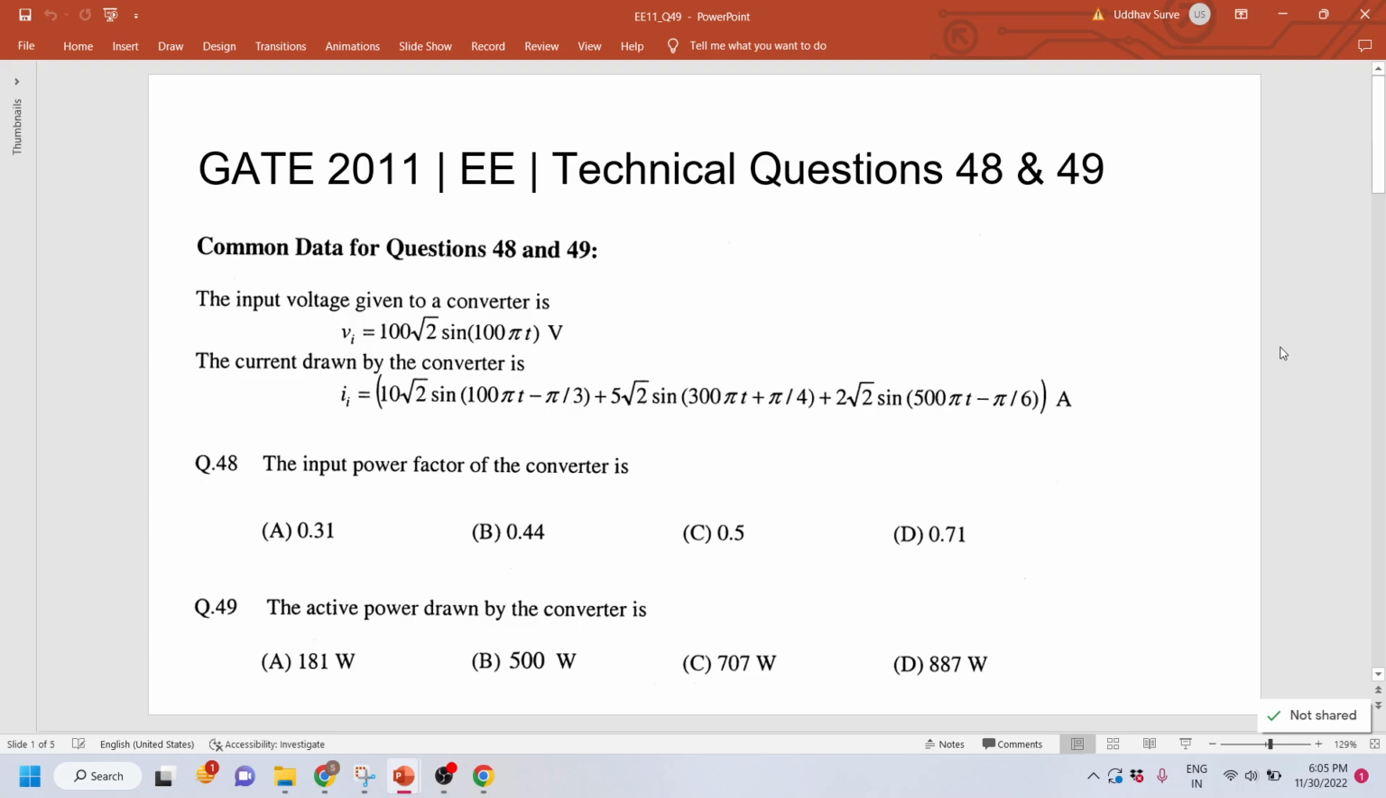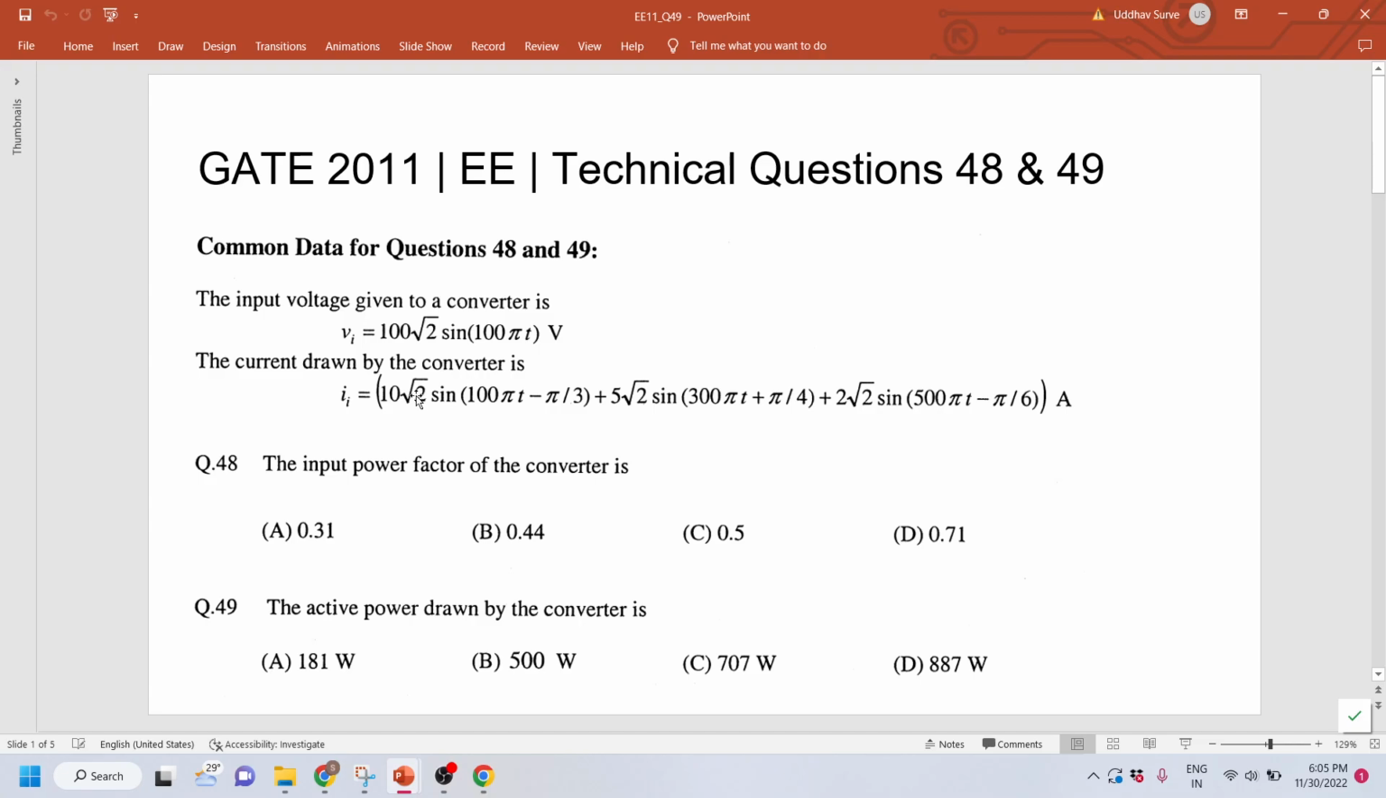Okay, so GATE 2011 technical questions 48 and 49. They are common data questions. The input voltage given to the converter is vi equals 100 root 2 sine 100 pi t. The current drawn by the converter is having harmonics in it. So the fundamental component of the voltage is 100 pi t. Omega is given as 100 pi, which means frequency is 50 hertz, 100 pi divided by 2 pi.